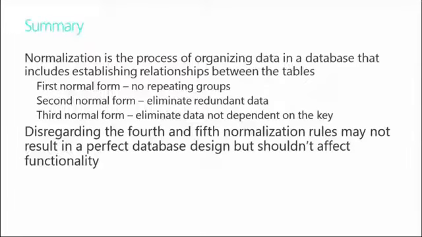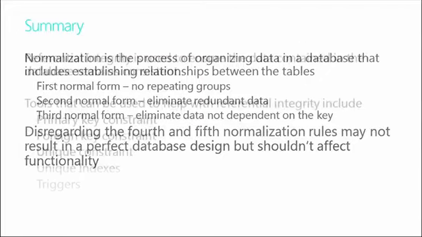So we talked about normalization. Remember, there are 5 normal forms. Let me go big screen here. The first one, second one, and third one are what we're worried about the most. That's going to eliminate repeating groups, eliminate redundant data, and eliminate any content in a table that's not directly associated with that key. So we're going to do that first. We're not going to worry about the 4th and 5th normal forms.